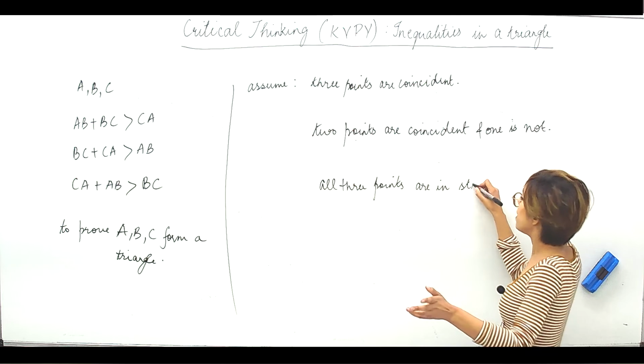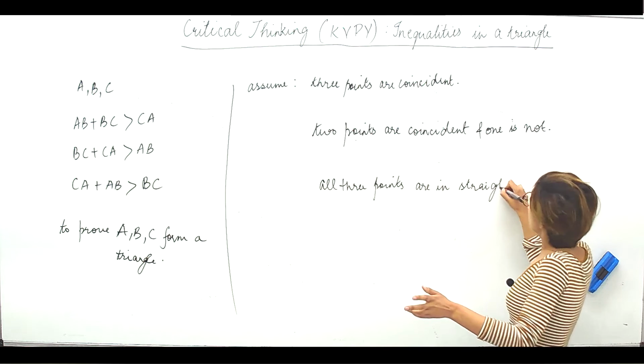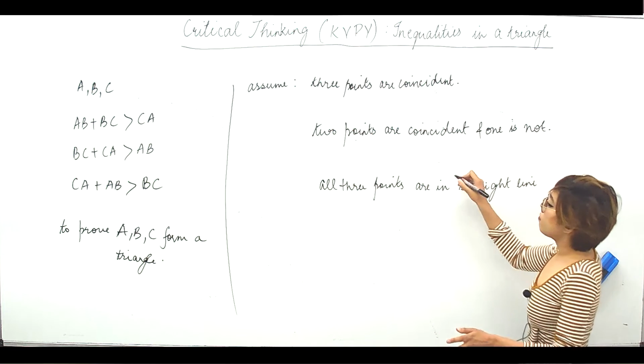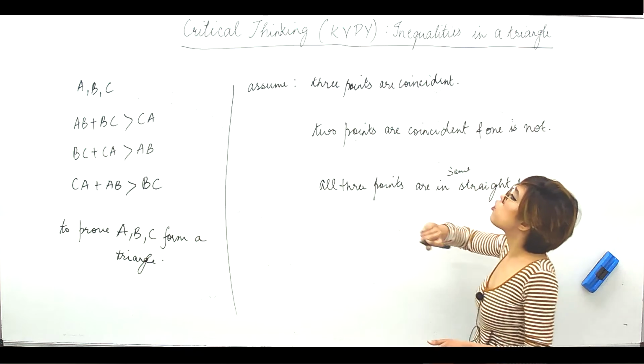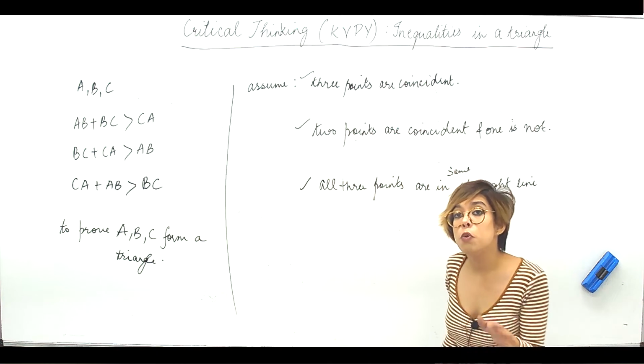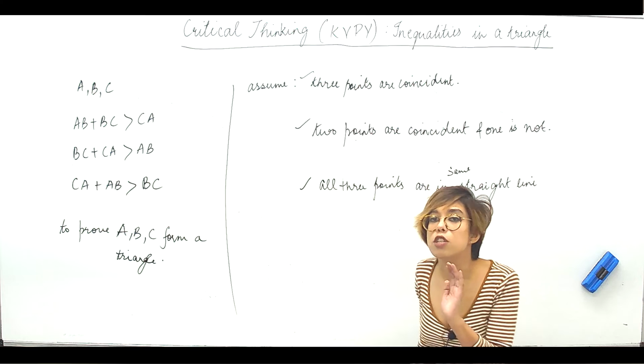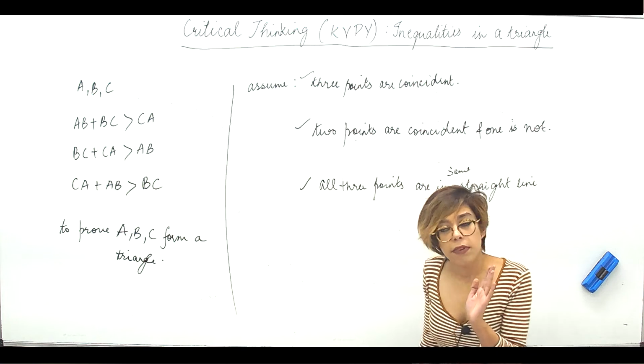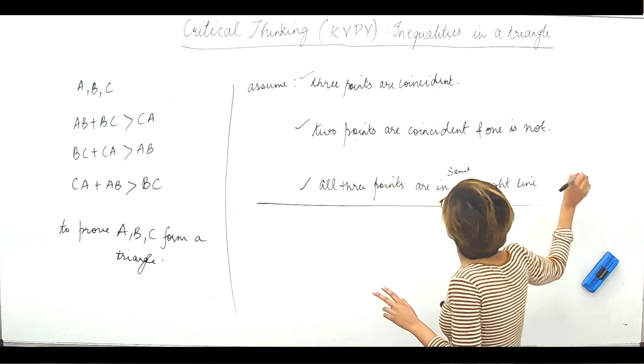You write it. Right? So basically I have 3 cases. If in each of these 3 cases I'm able to arrive at a contradiction, my question is done. Okay. So let's start case by case.